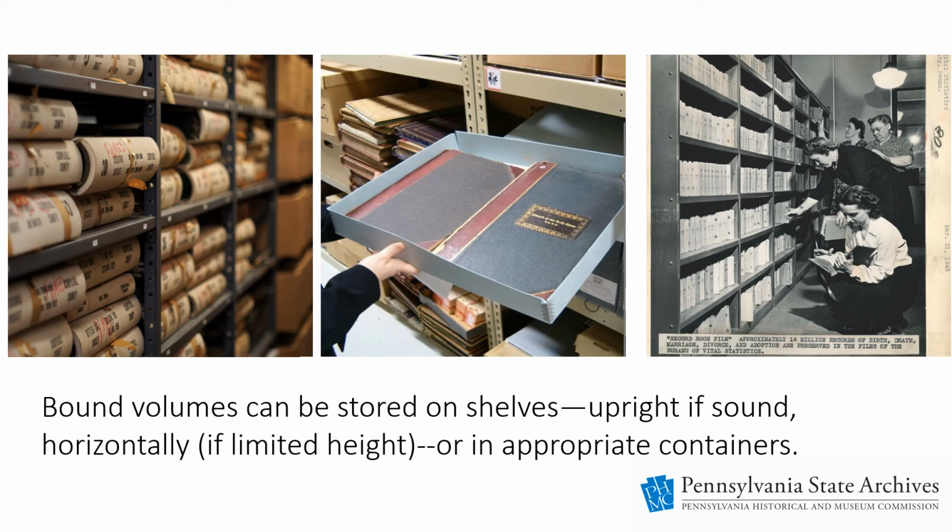Bound volumes can also be stored horizontally, flat. Just don't stack them so high that the bottom volumes are crushed. Those volumes that have broken spines can be stored in drop front boxes. Phase boxes can be purchased for particularly rare, fragile, or valuable volumes. And bound volumes can also be wrapped in paper and stored on shelves.